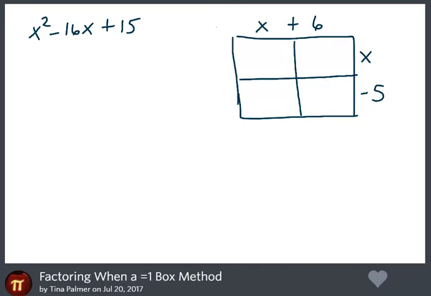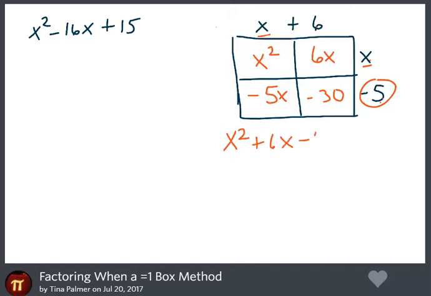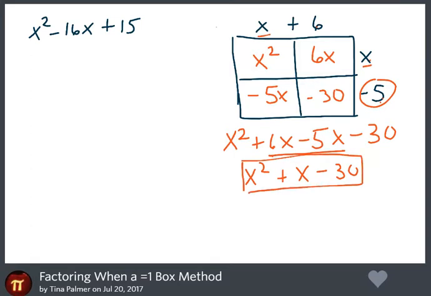So we start with our x's generally, and we say x times x is x squared, and then we say x times 6 is 6x, and then we say negative 5 times x is negative 5x, and then negative 5 times 6 is negative 30. So what that leaves us is x squared plus 6x minus 5x minus 30. And then when we look to see if we can combine like terms, we get x squared plus x minus 30, because 6x minus 5x leaves us with just 1x. And there's our product, our trinomial result of multiplying two binomials.